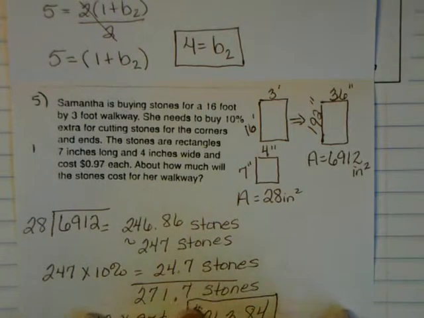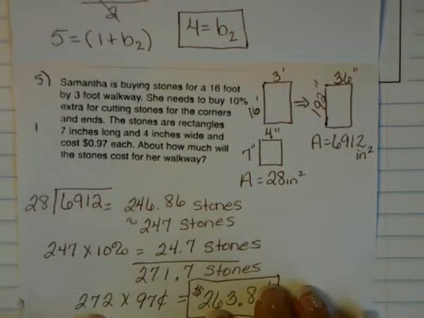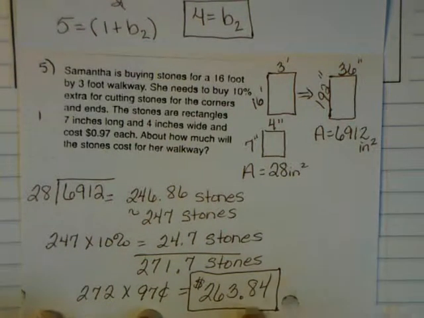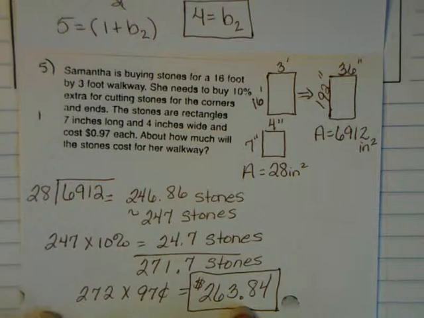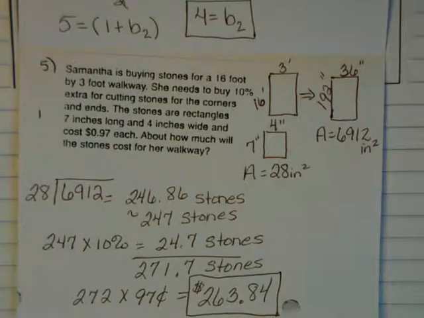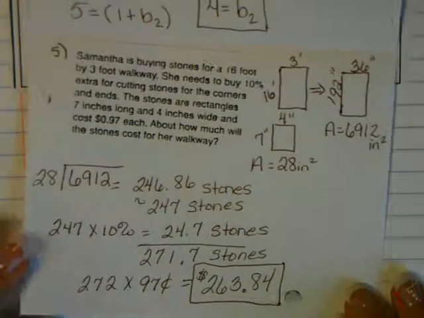So I added them together, the 247 and the 247.1. I got 271.7 stones. I rounded that up to 272. I multiplied by 97 cents, and I got my final price. All right, these are the kind of questions that you're going to see quite a few of, so make sure that you go back through this example and really understand how we found the final price.